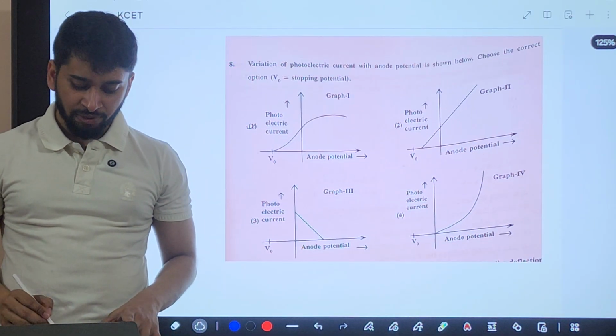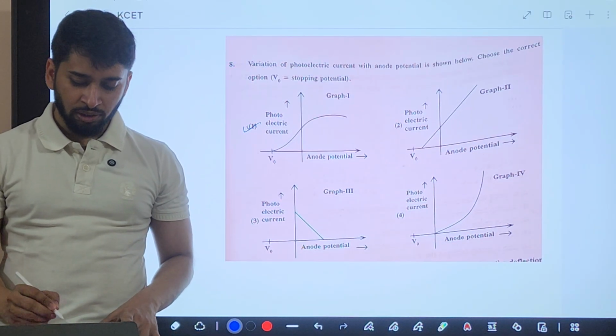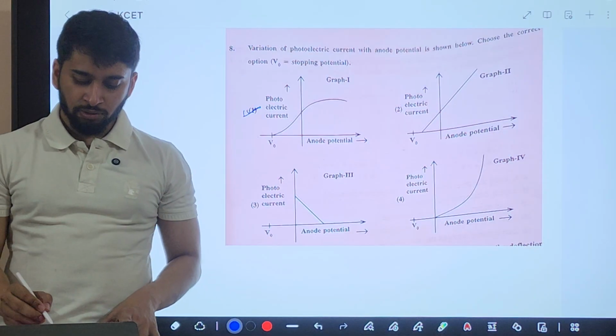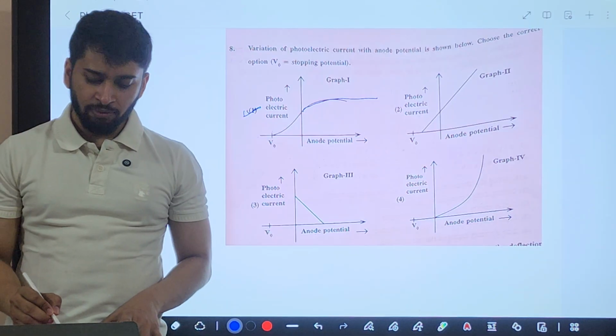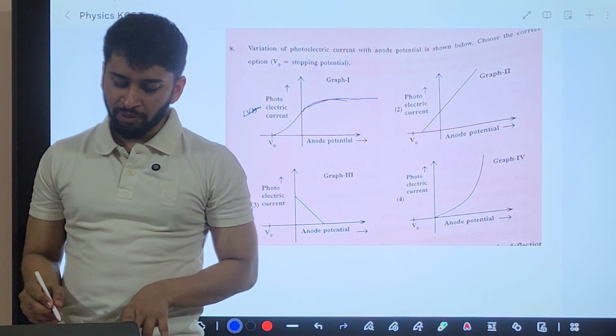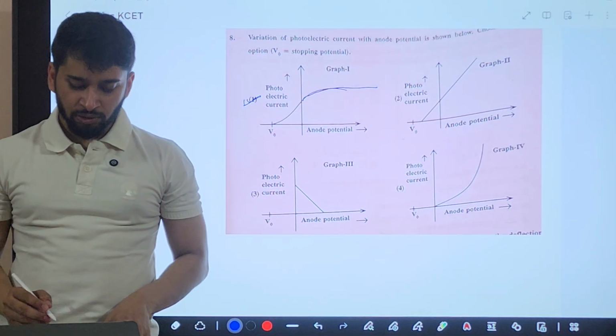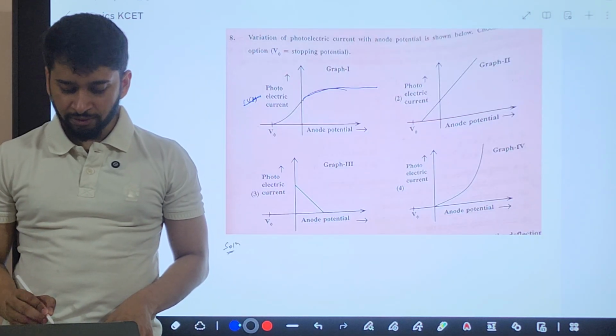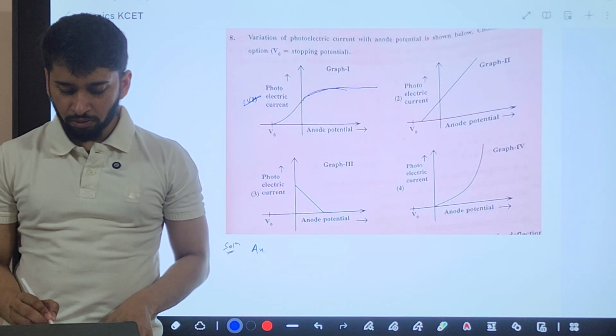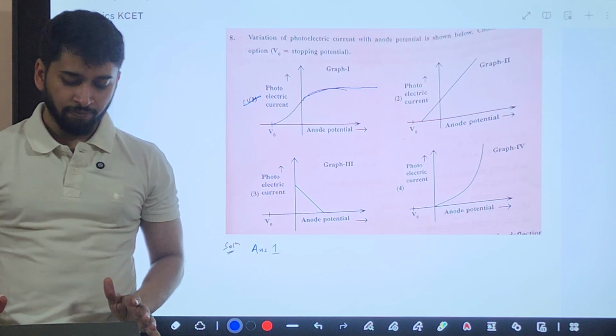Fine. So the graph here will be the option 1 graph only. If you keep on increasing the potential, the current is not going to increase beyond a certain value. The graph is more like this. But for a certain negative potential, the current becomes 0. That is the stopping potential. So here the answer will be option 1. Right.